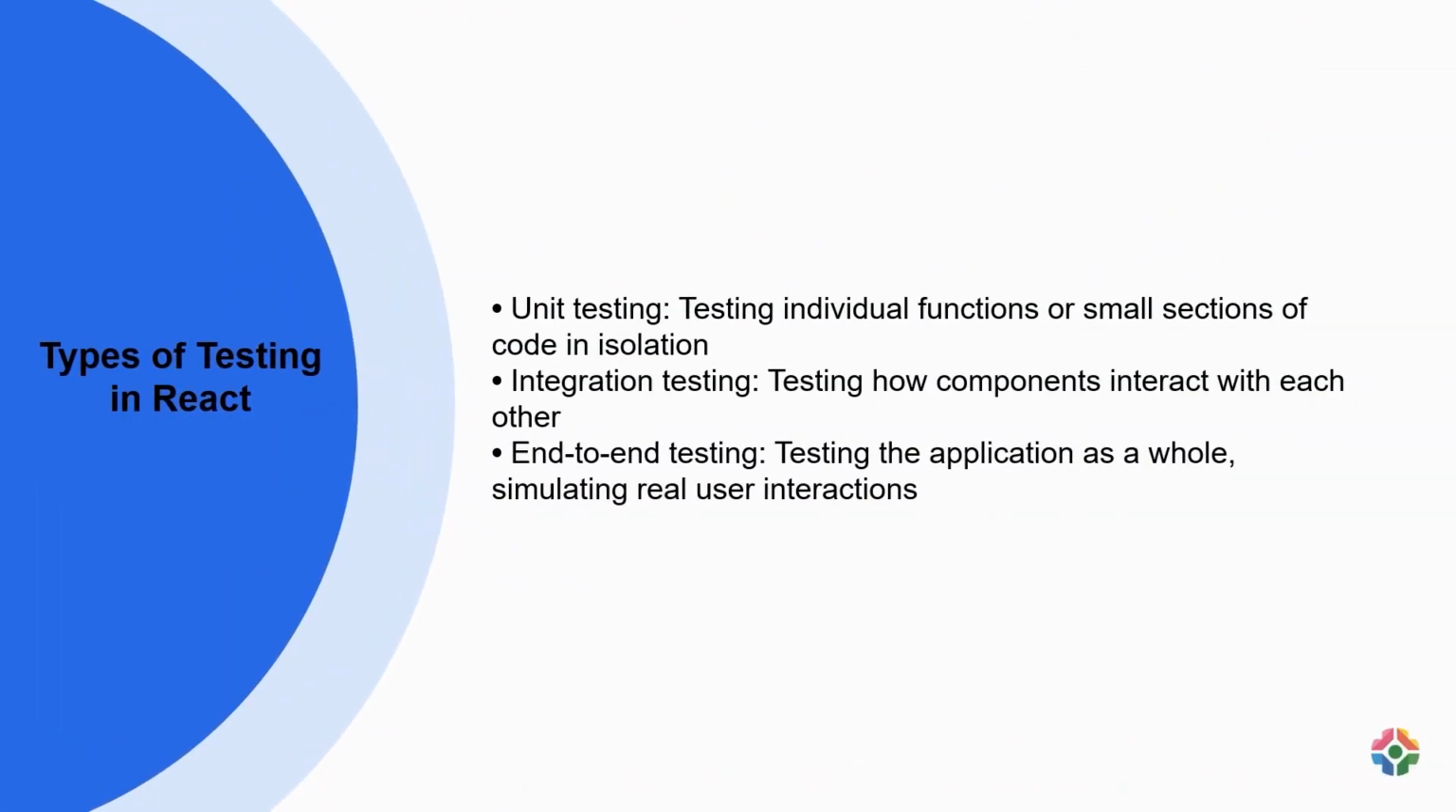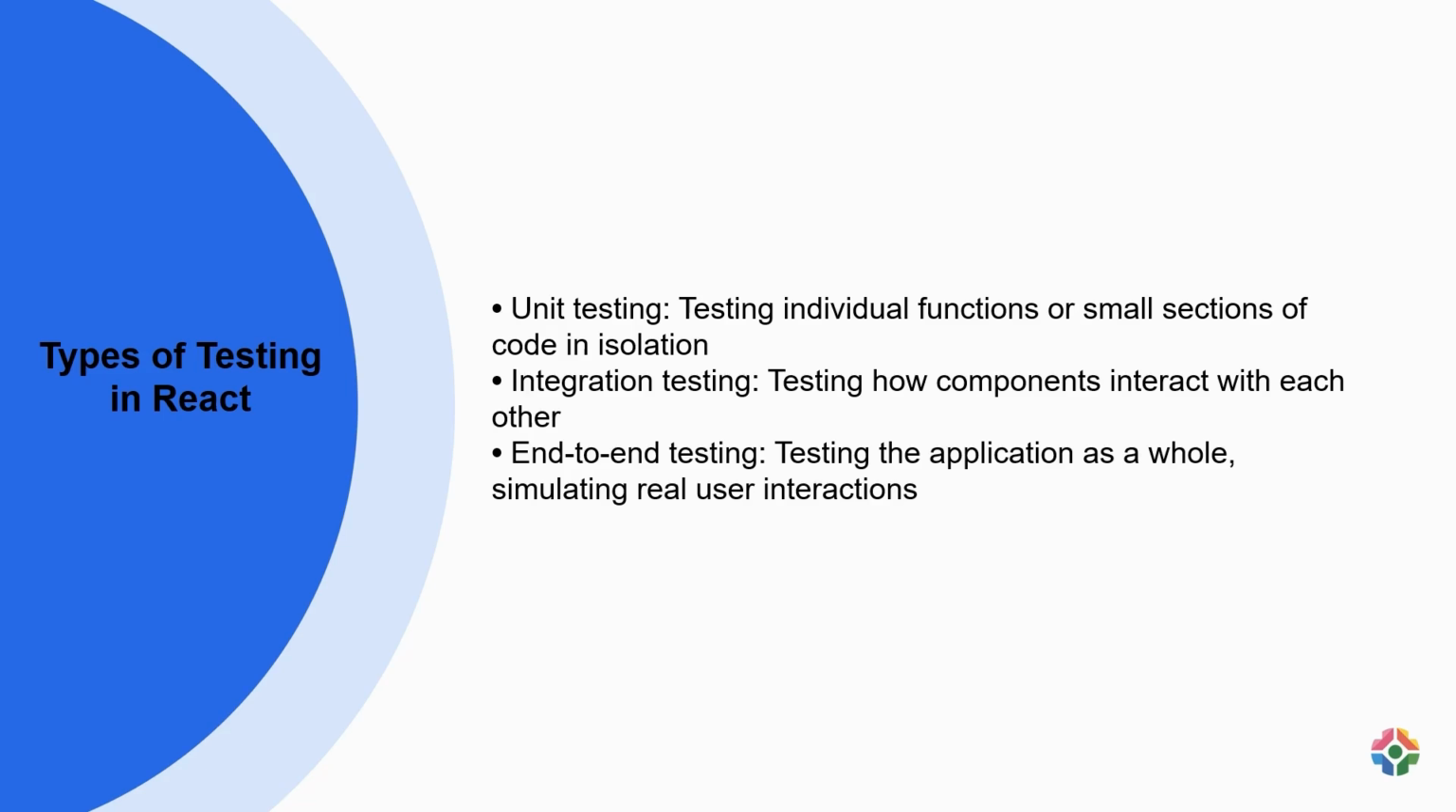Unit testing is the process of testing small units or individual functions of code in isolation to ensure they work as expected. Integration testing involves testing how different components of a system interact with each other to ensure smooth integration. End-to-end testing focuses on testing the entire application, mimicking real user interactions to ensure the system functions correctly as a whole.